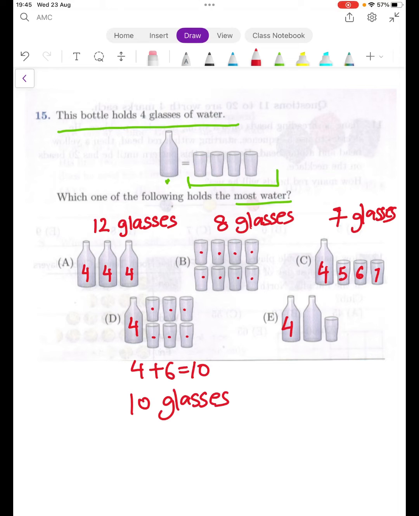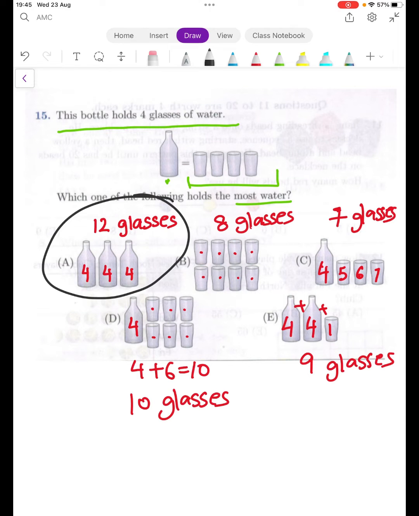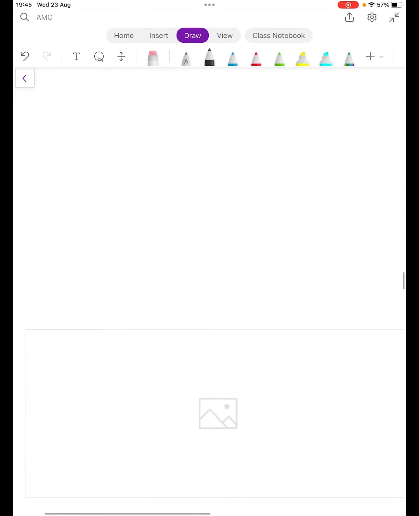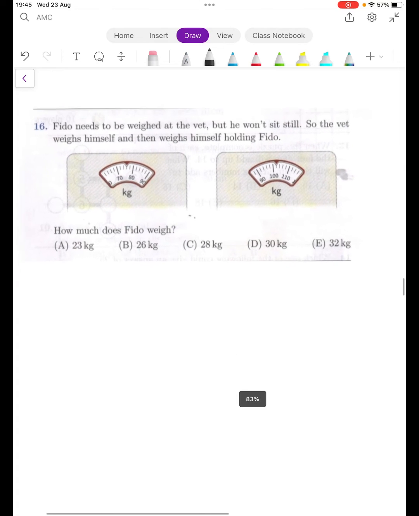And here is 4 glasses capacity here, 4 here, and 1 here. 4 plus 4 plus 1 is 9 glasses. As we can see, the option that holds the most water is 12 glasses. That is A. A is our answer. Let's go on to the next question.